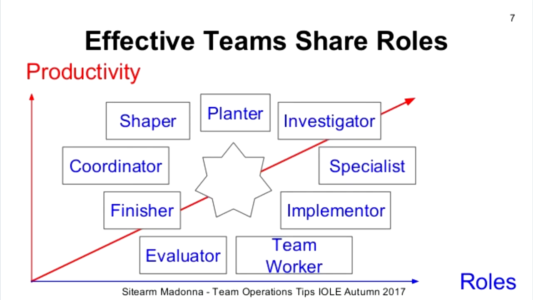The final effectiveness factor is roles. Effective teams share roles. And I always loved this result when I first heard about it. One of the studies that was done on business teams in business schools was, it turned out that you needed to have something like 9 different roles covered in a team. Even if there were only 2 people on a team, there were still 9 roles. 2 of the roles are associated with traditional leadership.